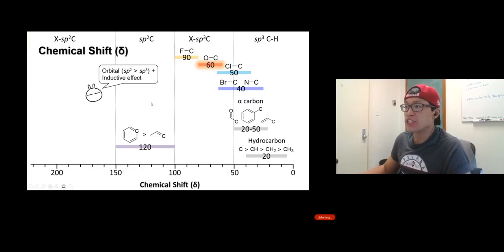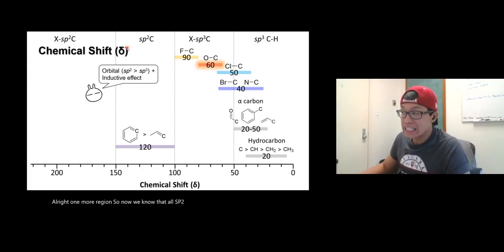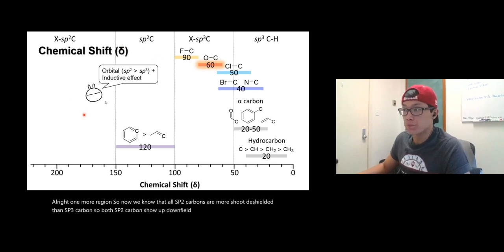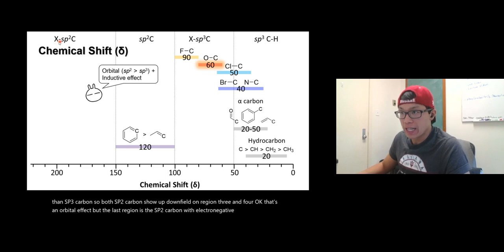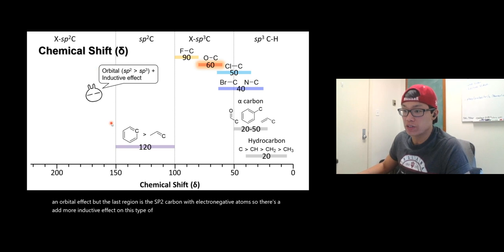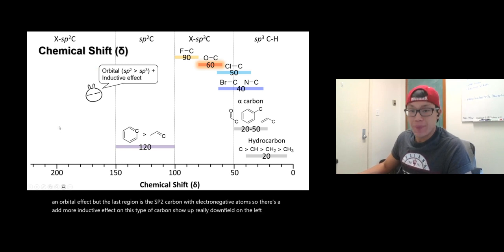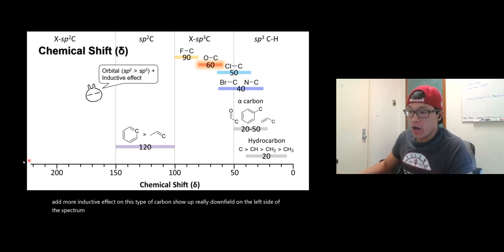All right, one more region. So now we know that all sp2 carbons are more deshielded than sp3 carbon. So both sp2 carbons show up downfield on regions 3 and 4. Okay, that's an orbital effect. But the last region is the sp2 carbon with electronegative atoms. Okay, so that adds more inductive effect. So this type of carbon shows up really downfield on the left side of the spectrum. Okay, so 150 or higher.